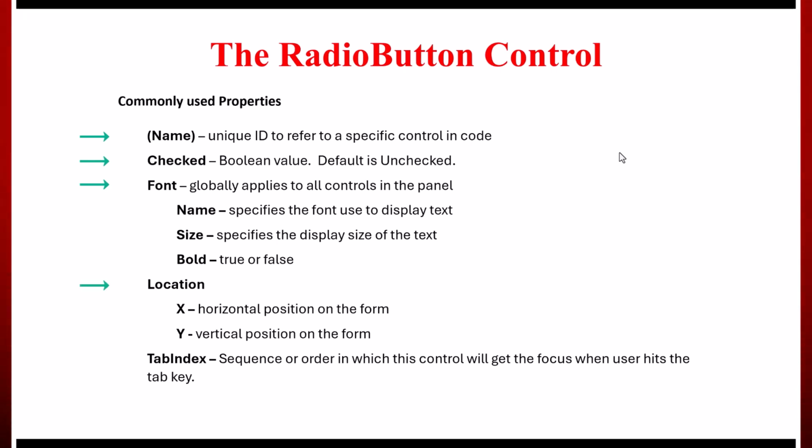Location property, you can put this radio button or this group of radio buttons anywhere you want. The X is the horizontal position on the form, the Y is the vertical position on the form. And there's a tab index, the sequence or order in which the control will get the focus when the user hits the tab key. So you can tab from one radio button to another.